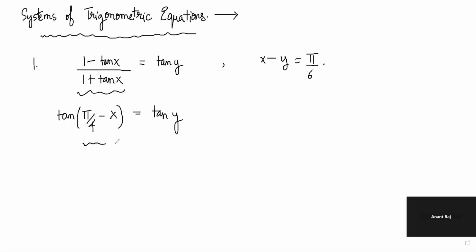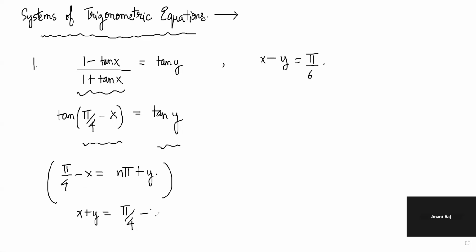You should write the general solution here, right? Yes, sir. You will get pi by 4 minus x is equal to n pi plus y. So basically you're getting x plus y is equal to pi by 4 minus n pi. And we have x plus y and x minus y, so from there we can get x and y. Right. So that is the first question.